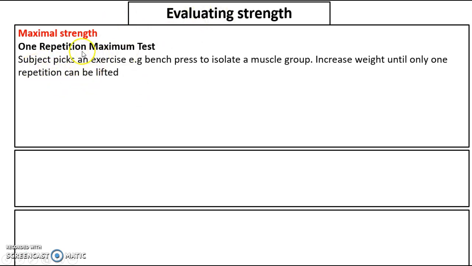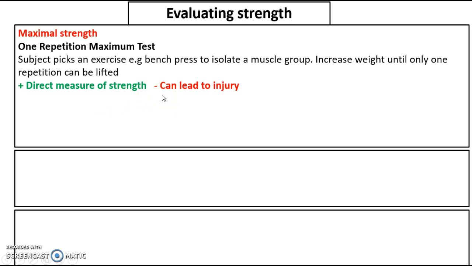So with 1 repetition max, you've got to be able to give a quick description of it. Okay, once you've done that, you then have to be able to give an advantage and a disadvantage. A good advantage of this is it's a direct measure of strength. However, due to the maximal nature of it, it has the risk of leading to injury.